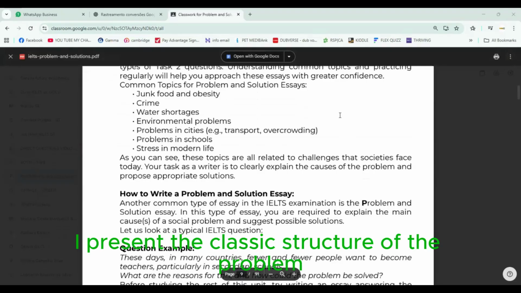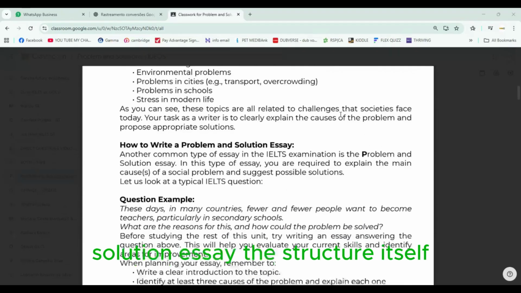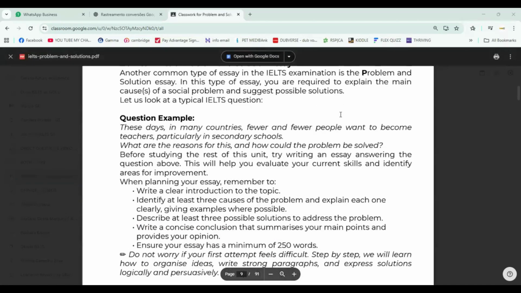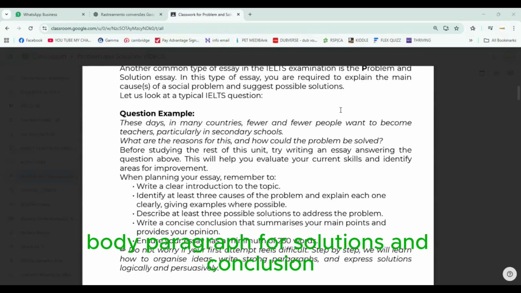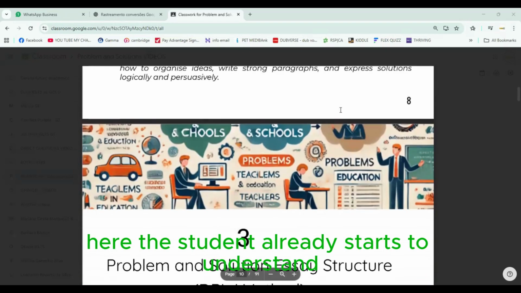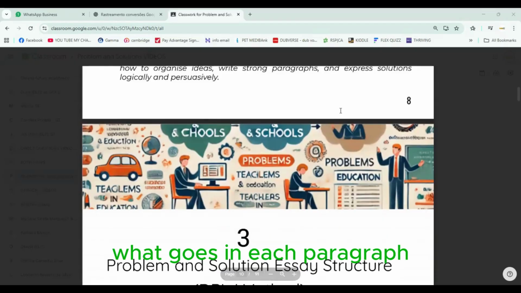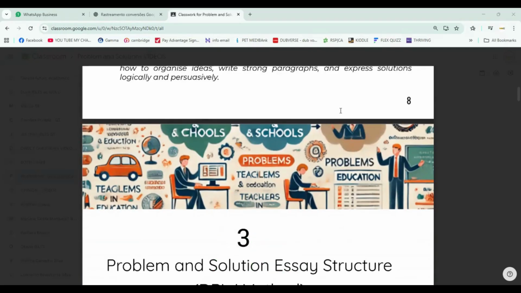On page 8, I present the classic structure of the problem-solution essay. The structure itself: introduction, body paragraph for problems, body paragraph for solutions, and conclusion. Here, the student already starts to understand what goes in each paragraph with simple and straightforward examples.